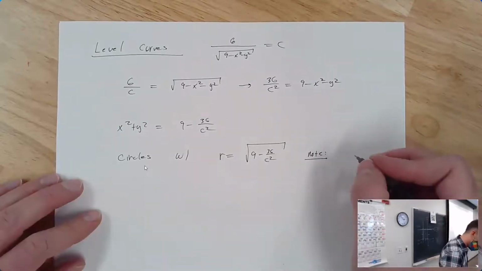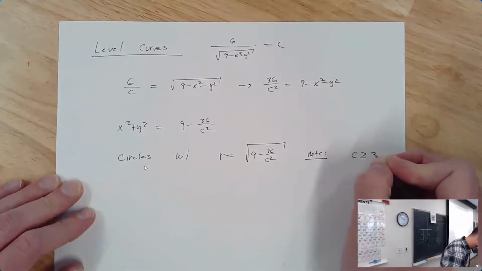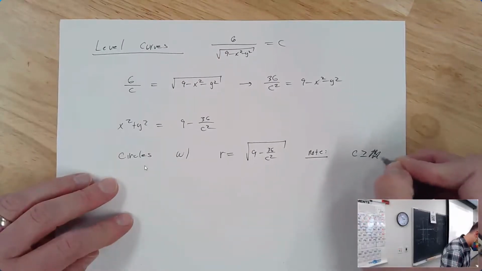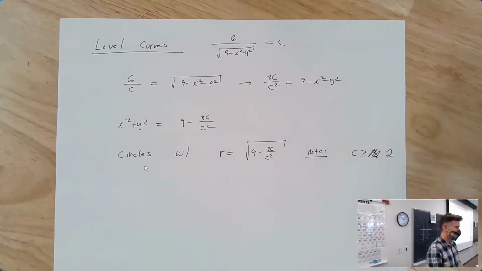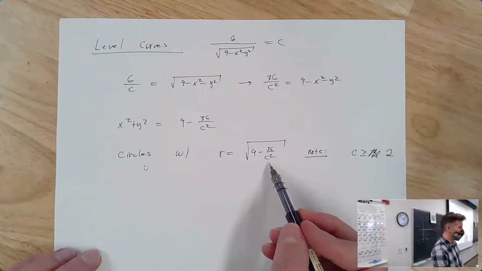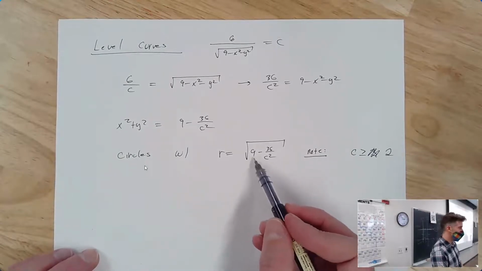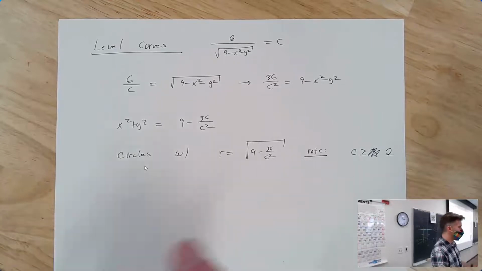So note, C needs to be bigger than or equal to 3. 2 or 3? 2, apologies, right? Our range was 2, not 3. Sorry about that. Right, if C is 1, you're going to have problems. 9 minus 36 is negative. If C is 2, you're fine. 9 minus 9 is 0. If C is bigger than 2, great.